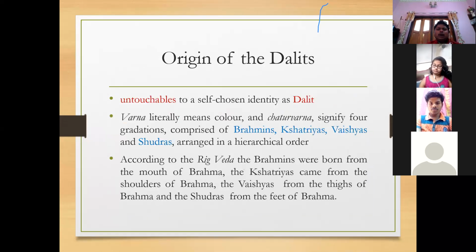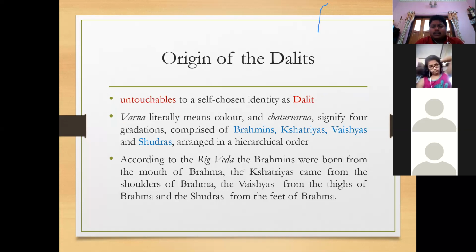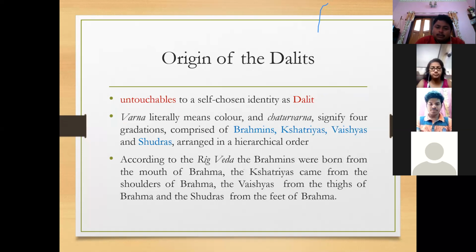So now we will discuss the origin of the Dalits. As I told you in my first slide, previously they were acknowledged as untouchable, but they denied the term untouchable and have chosen their identity as Dalit. So this is a self-chosen identity that is called Dalit, for those who were regarded as untouchables.